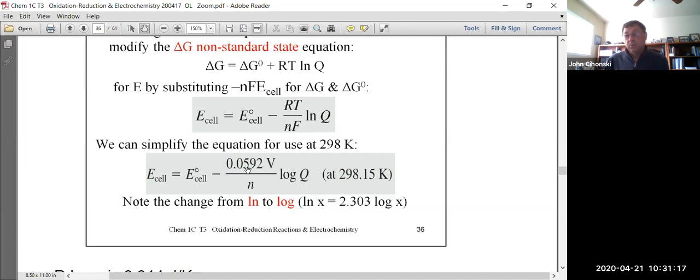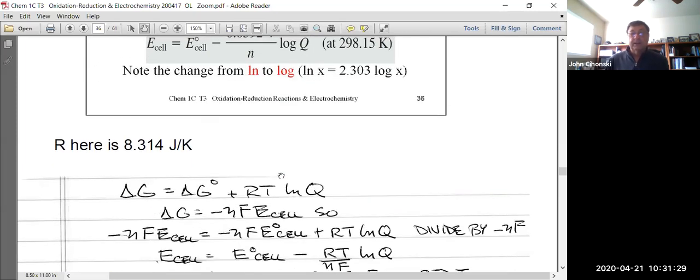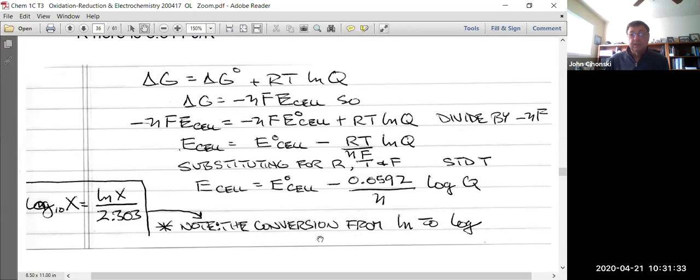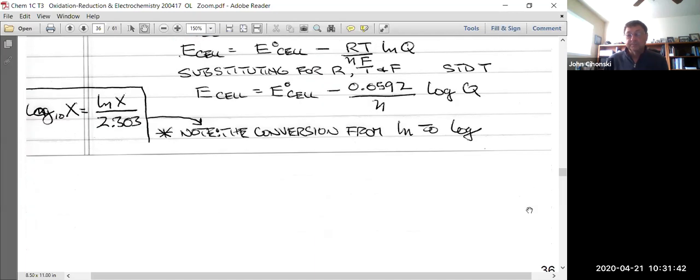If you are not aware of that and you try to flip back and forth between the natural log and the log, you will get some pretty weird answers. I know, I've done it by mistake. Okay, this just shows the derivation of what we talked about. You can take a screen snapshot and look that over if you wish.